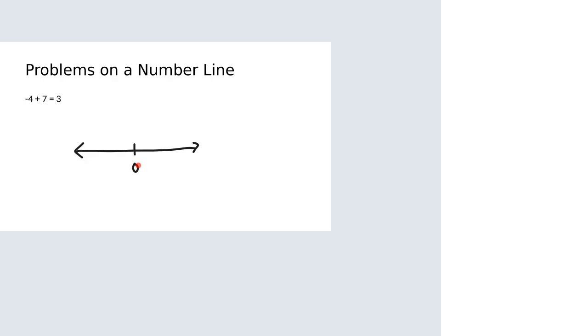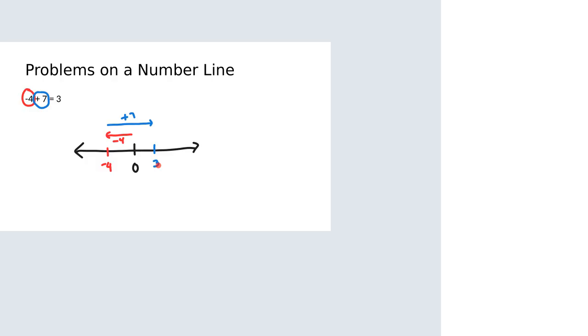One way is to look at each of these numbers individually and say, okay, I'm starting at 0 and I need to go -4, so I'll go back 4 from there. That's the -4 part, which puts me here at -4. And then after I've done that, I will add 7, which means I'll go to the right 7, and that puts me here at 3, and that's the answer to the question. And that's what this could look like on a number line.